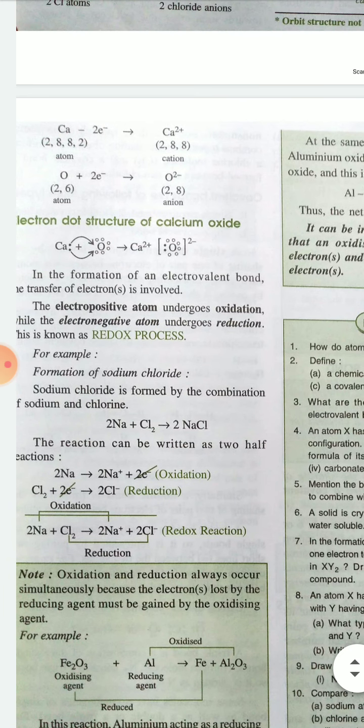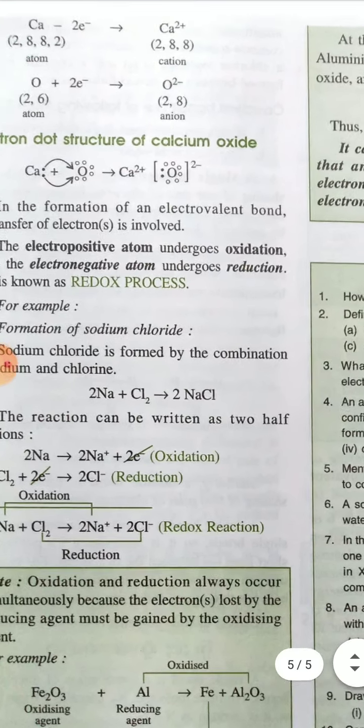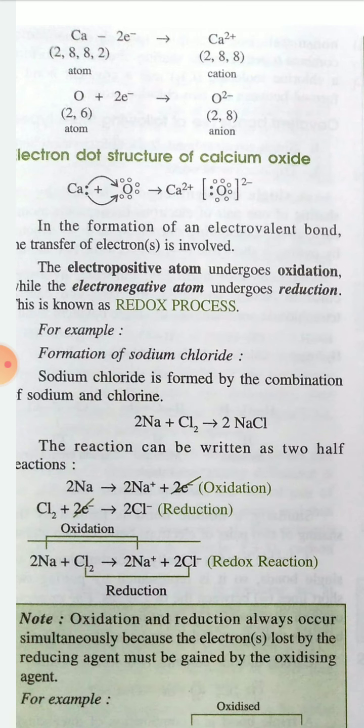Here is the electron dot structure: calcium has 2 electrons in the valence shell, so Ca with 2 dots, plus oxygen has 6 electrons in its valence shell, so O with 6 dots around it. Calcium gives 2 electrons to oxygen, because oxygen will take 2 electrons and calcium will release 2 electrons. So calcium 2 plus and O2 minus will form. After formation of ions, they combine by electrostatic force of attraction.